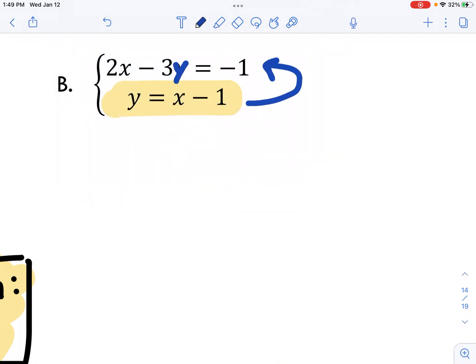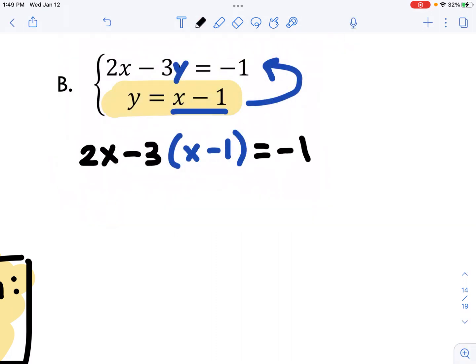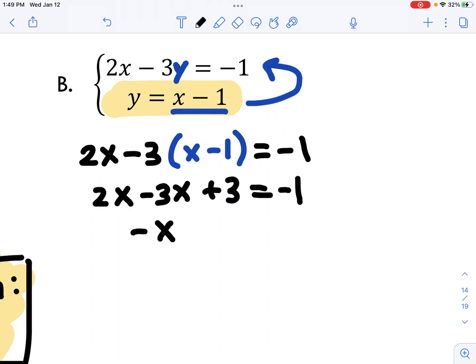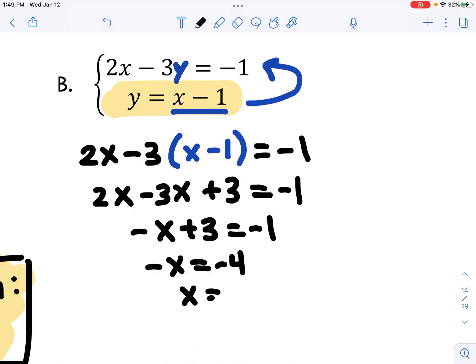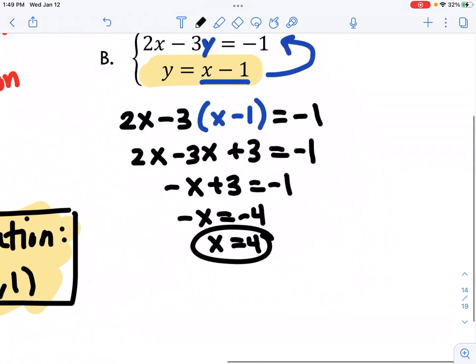So every time I see y, I'm replacing it with x minus 1, because y is equal to x minus 1. So I'm going to start with that first equation, 2x minus 3 times the quantity x minus 1 is equal to negative 1. Hopefully that color coordination is helping you. From here, we just use what we know about solving equations. We are going to distribute that negative 3. Negative 3x plus 3 is equal to negative 1. We're going to combine like terms. We're going to solve for x. X equals positive 4.